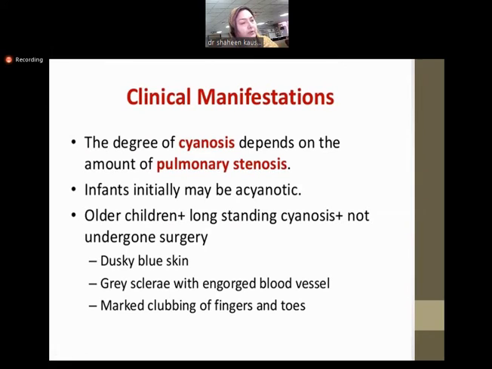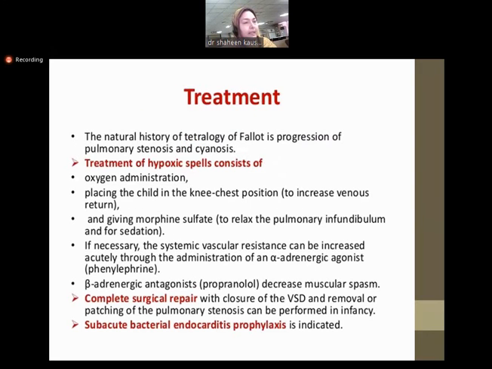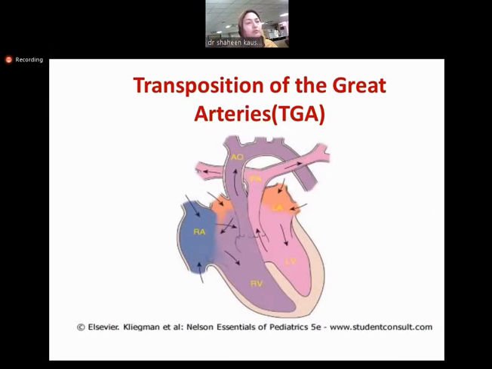Initially, infants may be acyanotic, but later on it may lead to cyanosis. In older children, there is long-standing cyanosis, and surgery. If surgery is not done, the patient may have dusky blue skin, gray sclera, engorged blood vessels, and polycythemia, as I told you, and marked clubbing of fingers and toes. Treatment could be medical or, in late cases, surgical repair, and there should be subacute bacterial endocarditis prophylaxis. Here comes the transposition of great vessels.